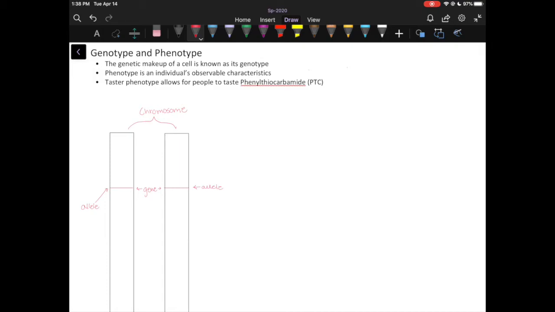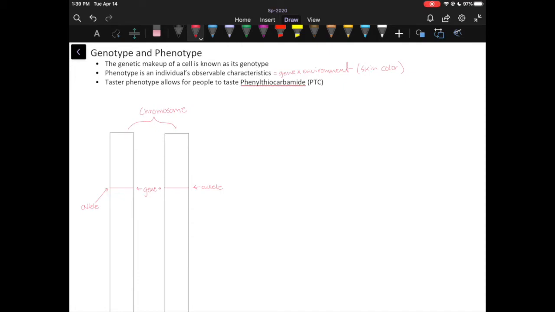Okay, so lastly, I want to talk a little bit about genotype and phenotype. So a genotype is just our genetic makeup of a cell, like chromosome, DNA, right? And a phenotype is an individual's observable characteristics. And something important to note is that phenotype is also influenced by the environment. So we can say that a phenotype is a gene-environment interaction.